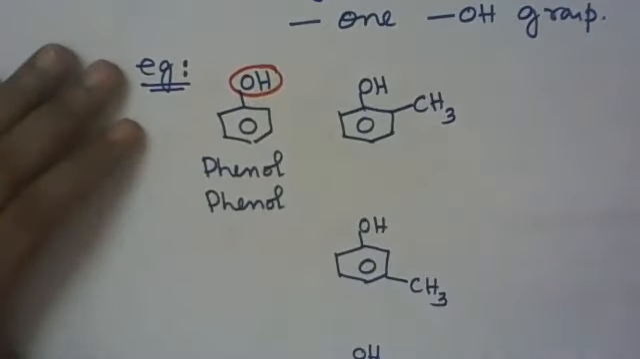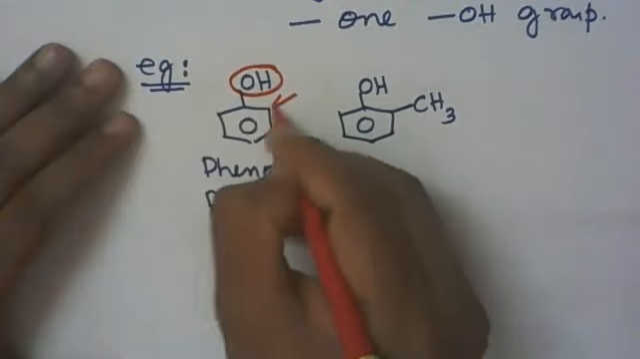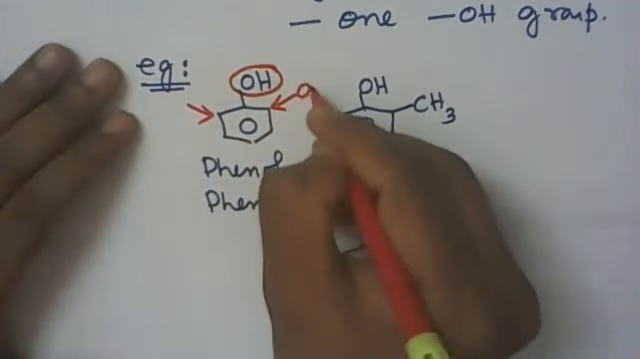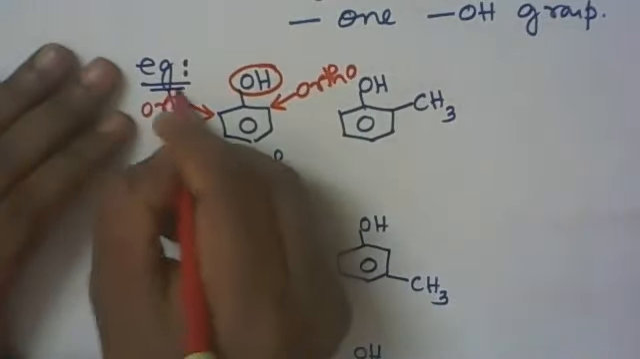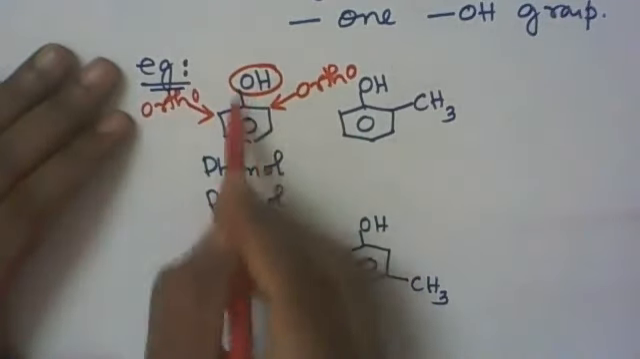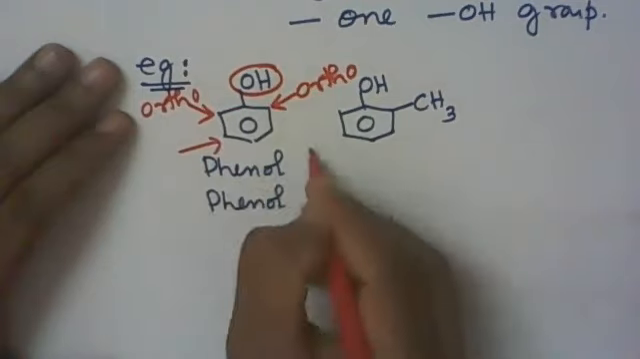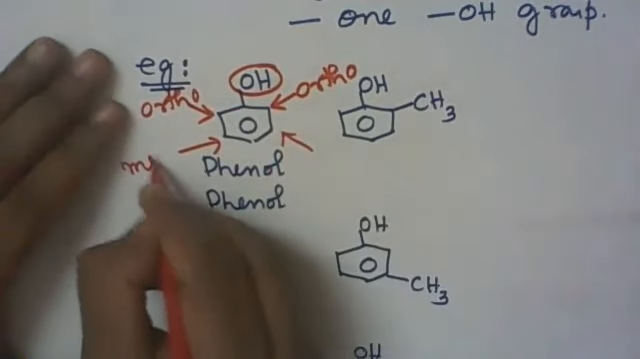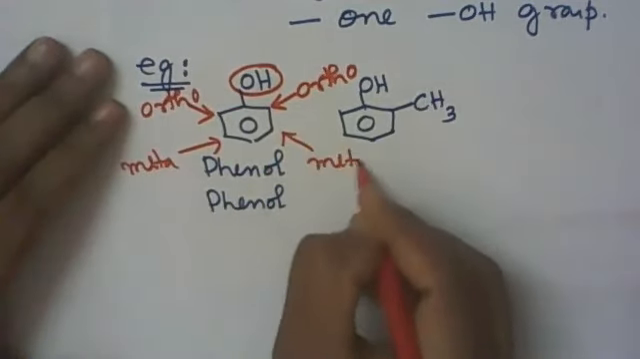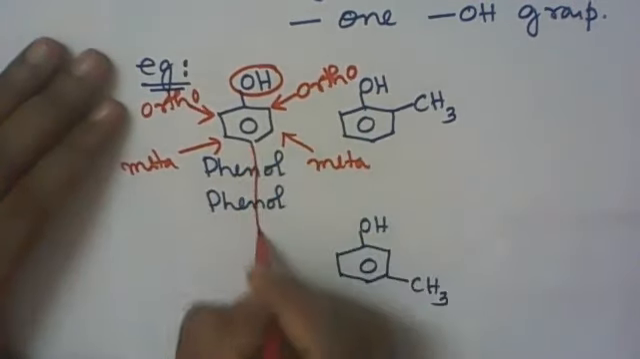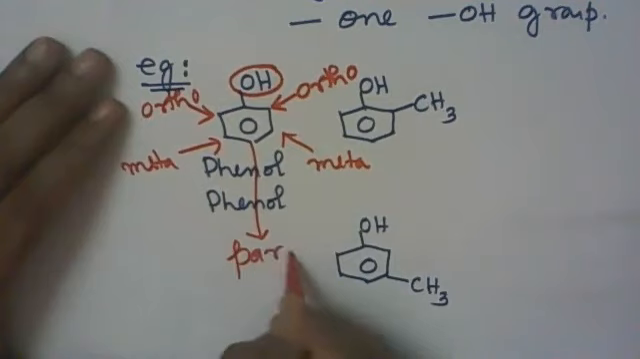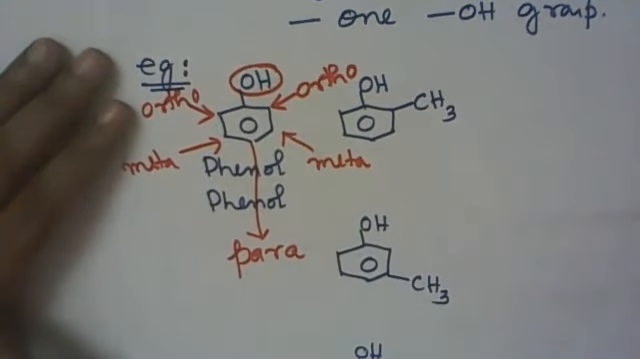Now, you know that there are three kinds of positions on the substituted benzene. OH is a functional group. With respect to the functional group, the next immediate positions are called the ortho positions. So there are two ortho positions for a monosubstituted benzene. The next two positions are called the meta positions. And the last one here is the para position.